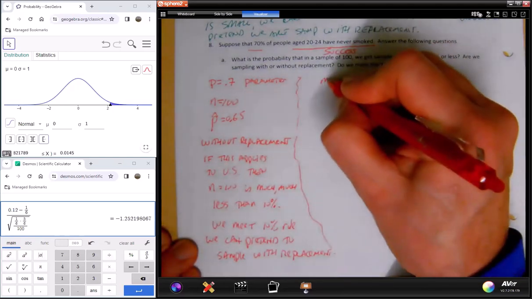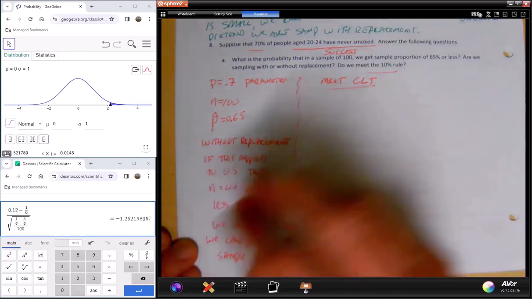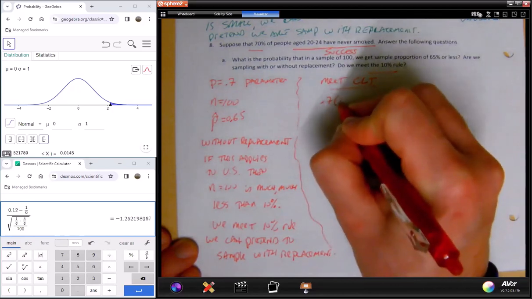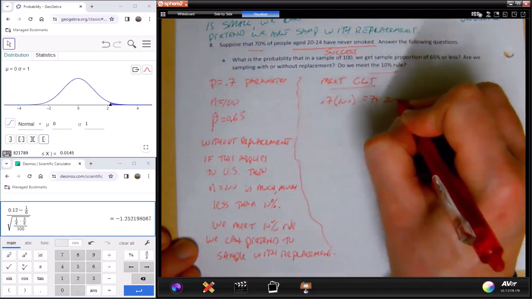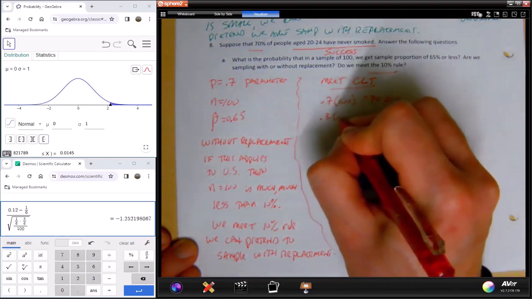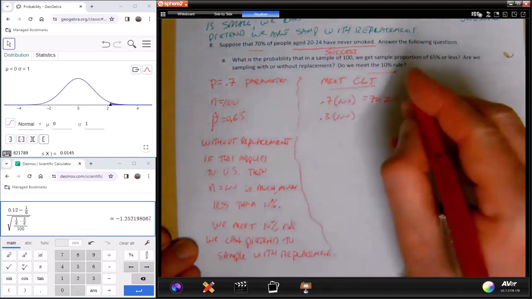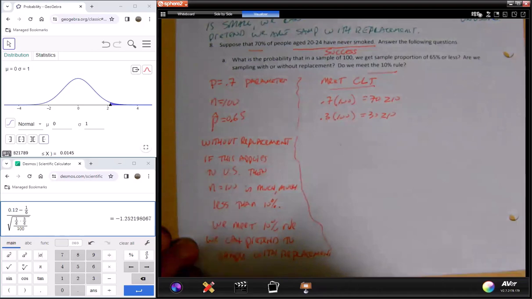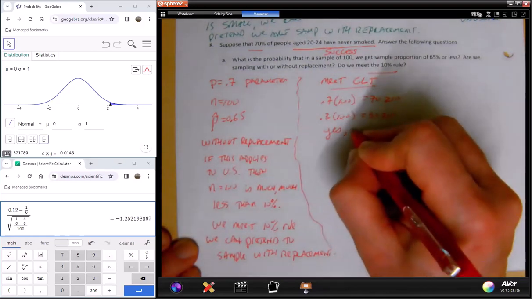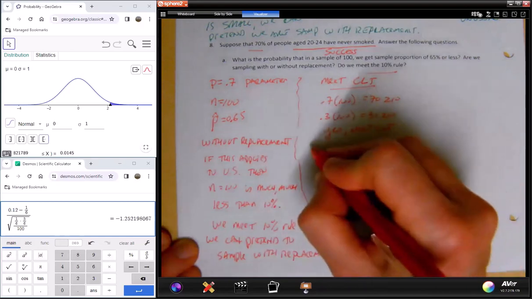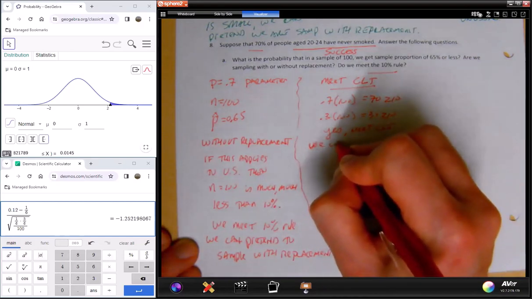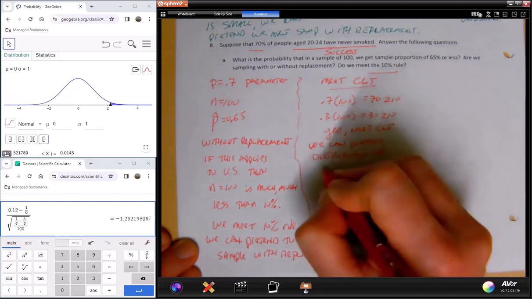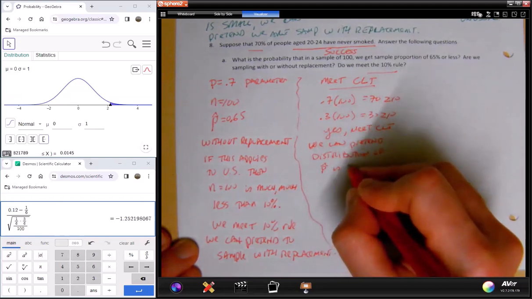Do we meet the CLT? If you want to answer the question, what's the probability? We need to see if we meet the CLT, and we do, because 70% of 100 is 70, which is clearly bigger than 10, and then 30% of 100 is 30, which is again greater than 10. We are fine on that ground, so meet CLT, yes. That means we can pretend. There's a lot of pretending, isn't there? We can pretend the distribution of p hat is normal.